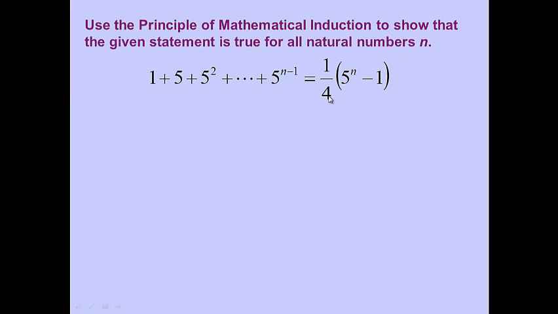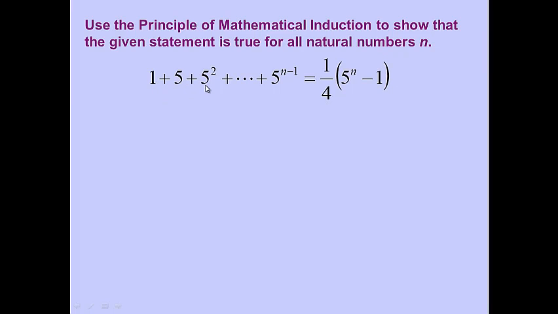We're showing that the sum of the sequence is equal to 1/4 times 5 to the n minus 1. Where does that come from? If you actually use the geometric sum formula, a sub 1 times 1 minus r to the n over 1 minus r, and just do a little rearranging of it, you'll get this formula right here. So let's just demonstrate to ourselves that it works for three terms.